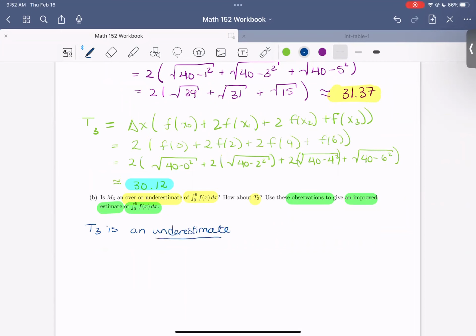Let's give a reason why. It's an underestimate of the area under f because all three of those shapes, all three of those trapezoids, lie below the curve f.